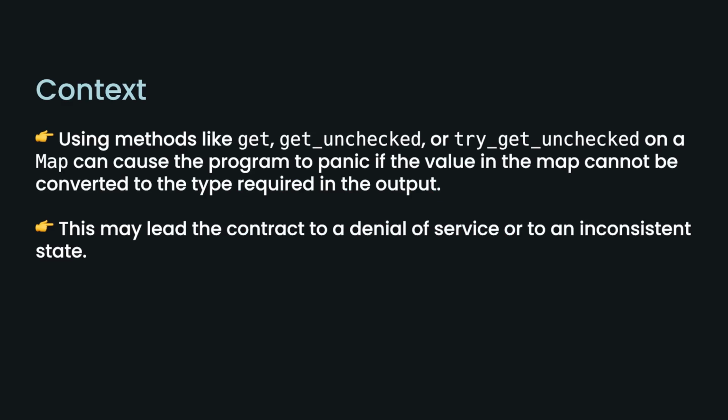In smart contracts, ensuring that access to map values is handled safely is crucial. The unsafe map get issue occurs when methods like get unchecked, or try get unchecked are used on a map object without proper error handling. This can lead to runtime panics if the type of the value in the map cannot be converted to the type required in the output. This may cause the contract to terminate unexpectedly, potentially leading to denial of service or an inconsistent state.